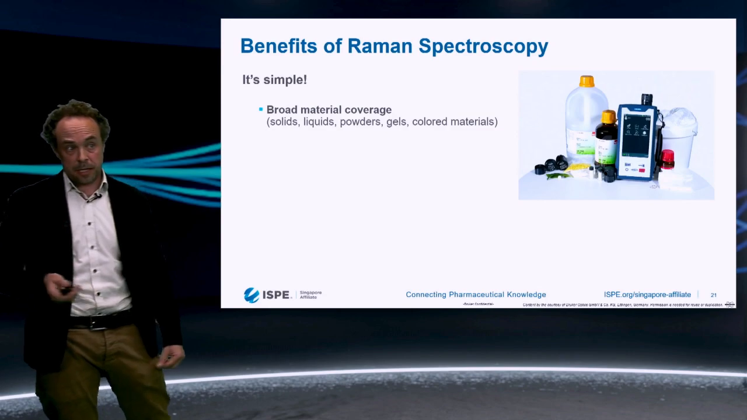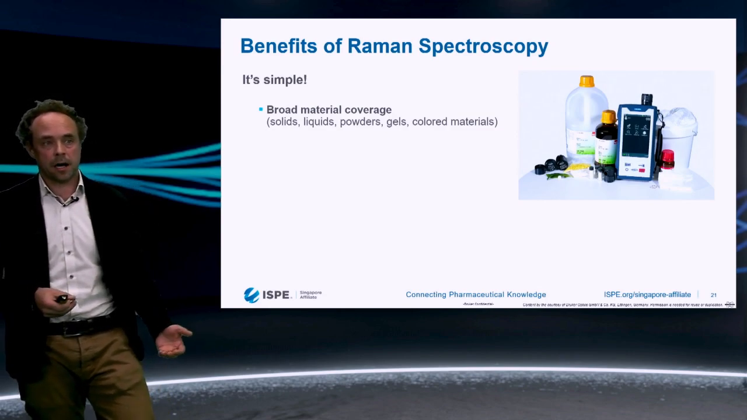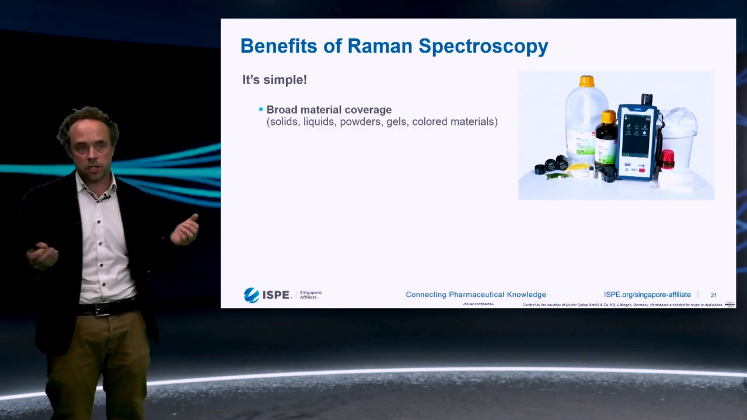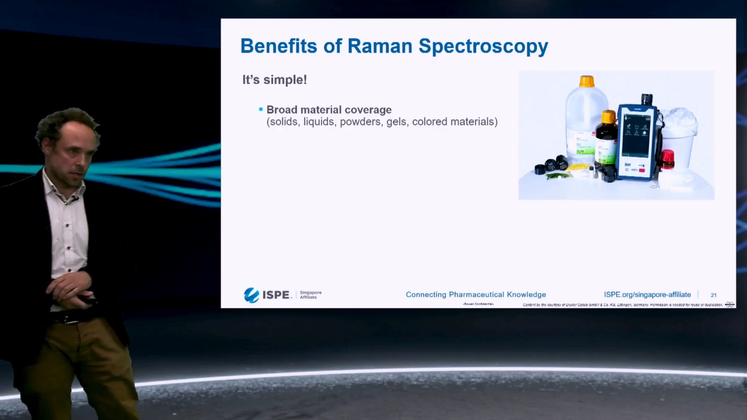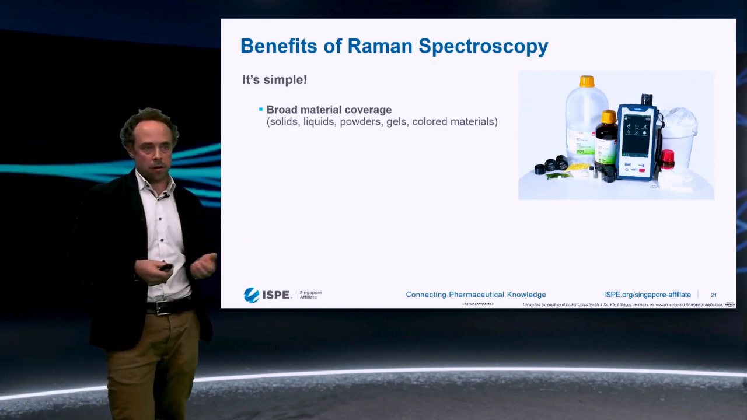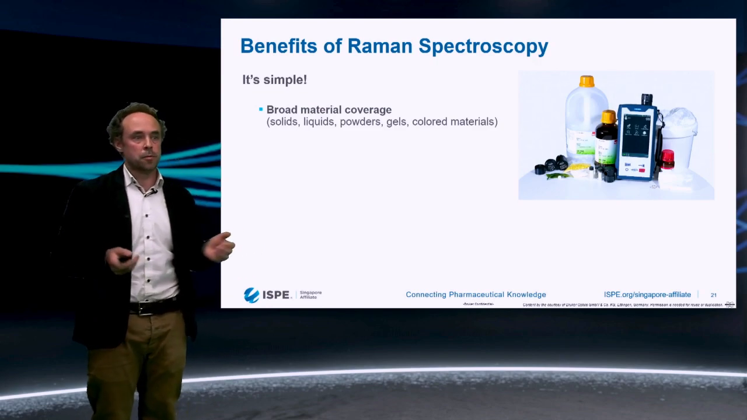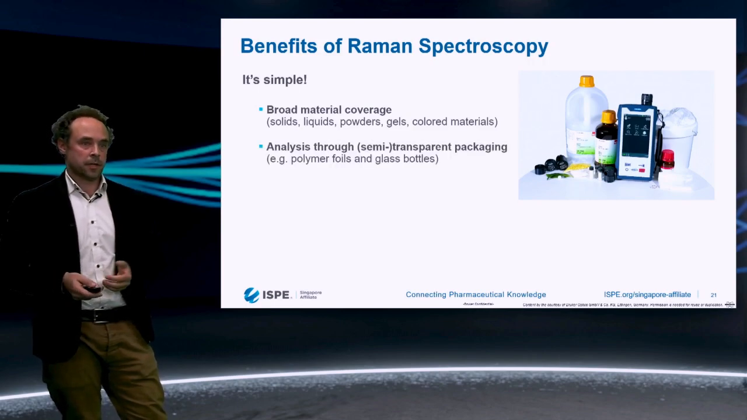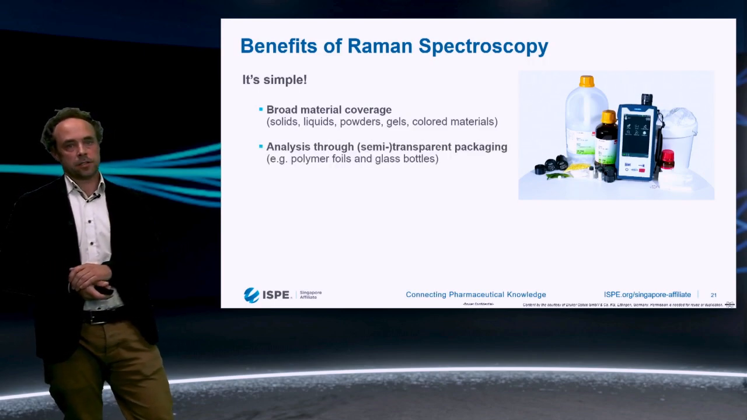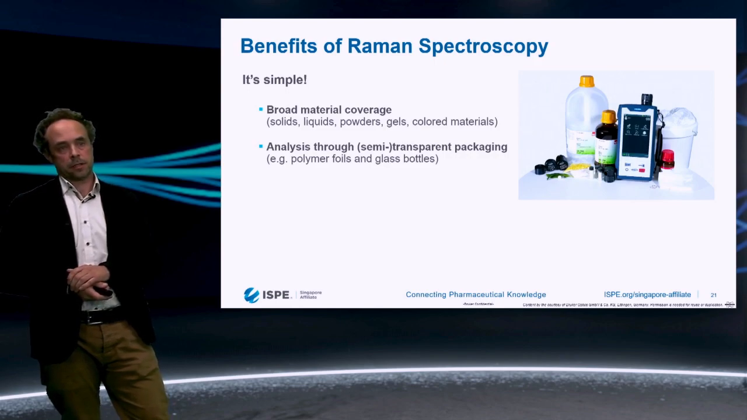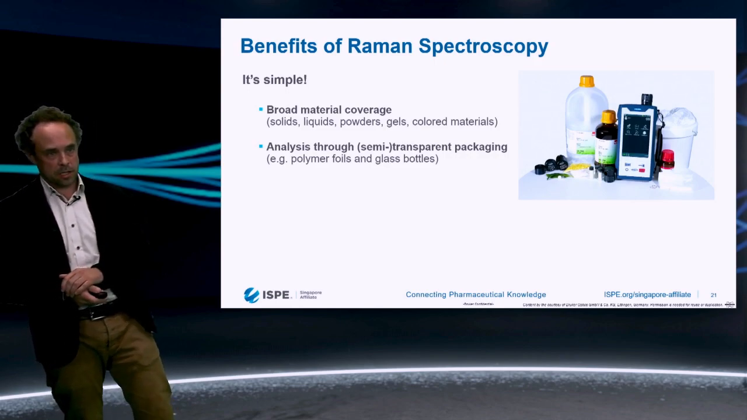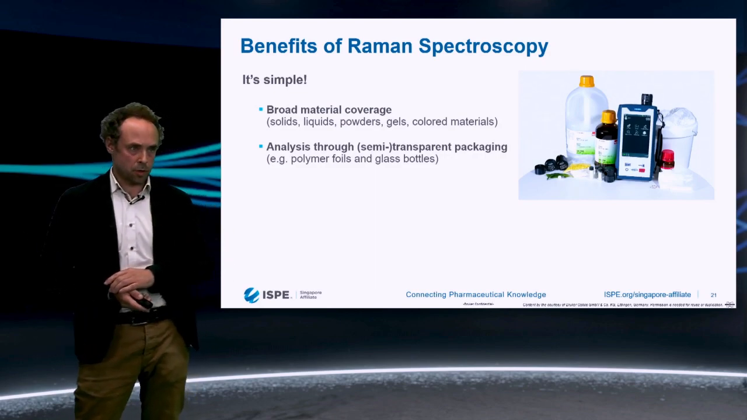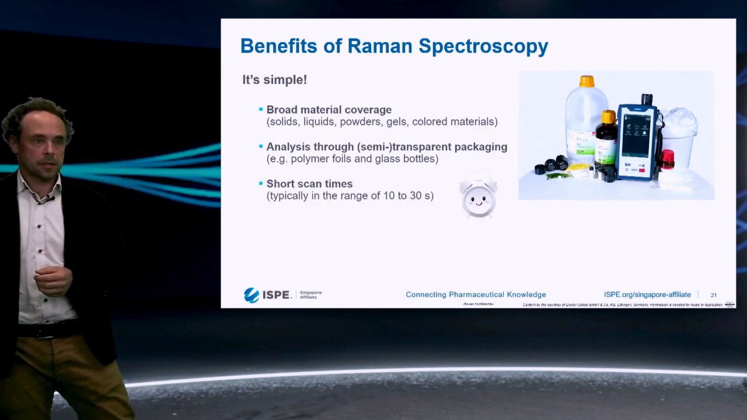With Raman spectroscopy, like IR spectroscopy, we have really high material coverage. We can measure mostly solids, liquids, powders, gels, and colored materials. If you just jump into a warehouse or a chemical lab and take all the samples, typically we end up with a material suitability of more than 90%. As mentioned before, a big advantage of Raman spectroscopy is the possibility to measure through transparent and semi-transparent packaging, for example polymer foils, which are commonly used, or glass bottles to store liquids.